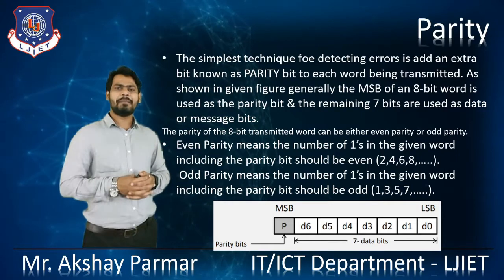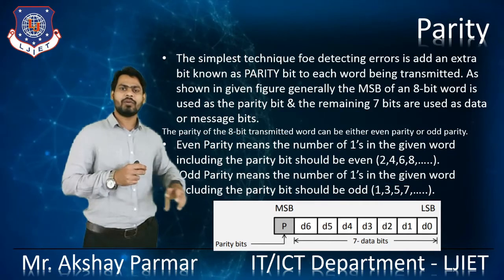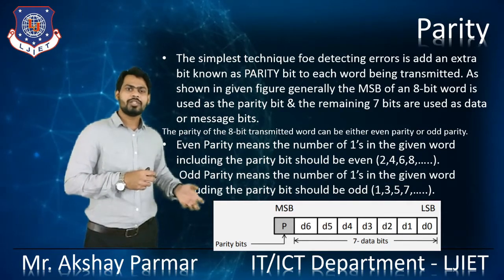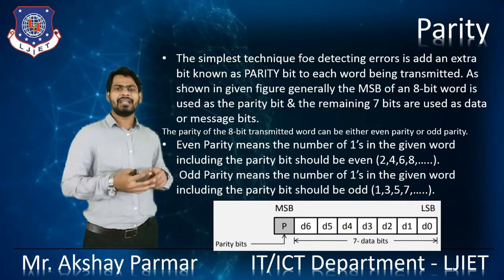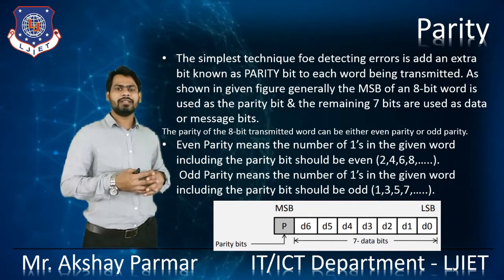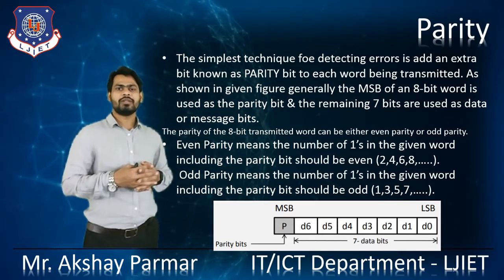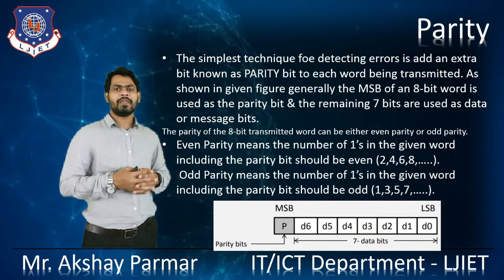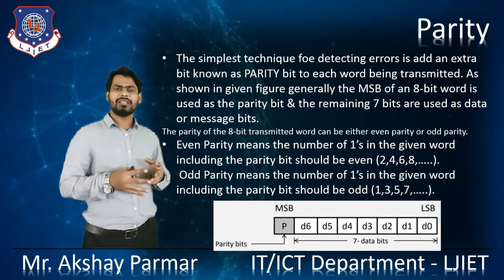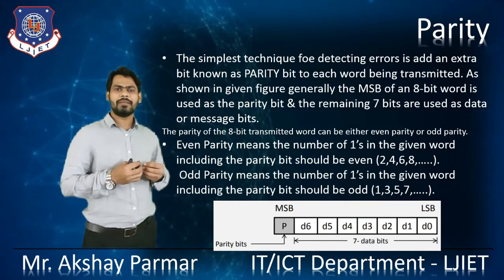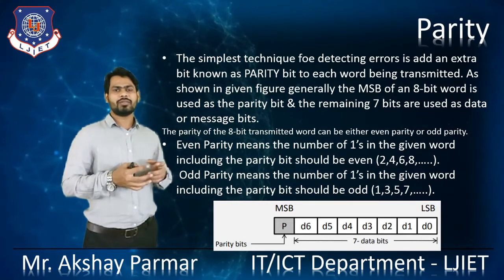As the term describes itself, even parity means the number of ones in the given word including the parity bit should be an even number, right? It should be 2, 4, 6, 8 and so on. So if the number of ones including P1 to D0 is an even number, we can say that it is even parity. What do you mean by odd parity? Odd parity means the number of ones in the given word including the parity bit should be odd: 1, 3, 5, 7 and so on, right?